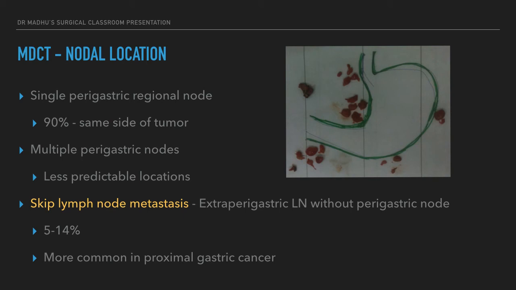What are skip lymph node metastases? This is an extraperigastric lymph node without a perigastric node. This can occur in up to 5 to 14% of patients, and it is more common in proximal gastric cancer. For example, if you have a tumor in the fundus of the stomach, they can have a metastasis in a hepatoduodenal ligament lymph node without any perigastric lymph node. So these are skip lymph node metastases. We need to be aware of that, as it can help us in planning the lymph node dissection.